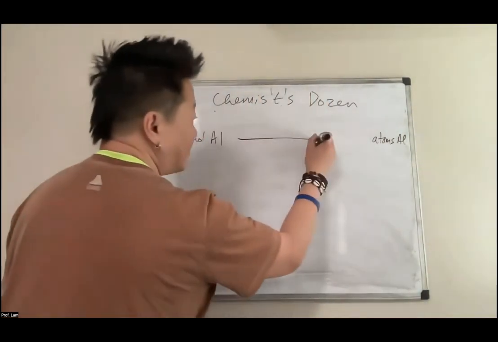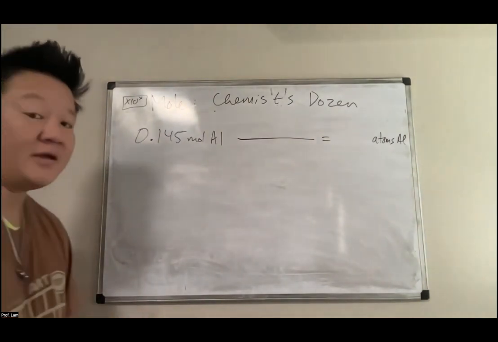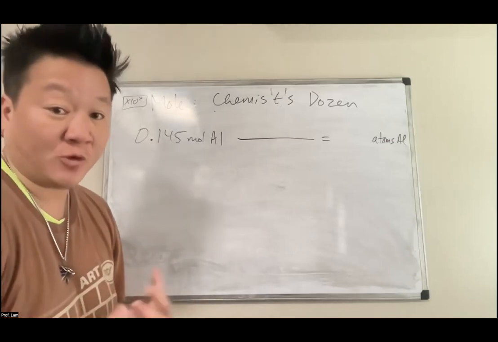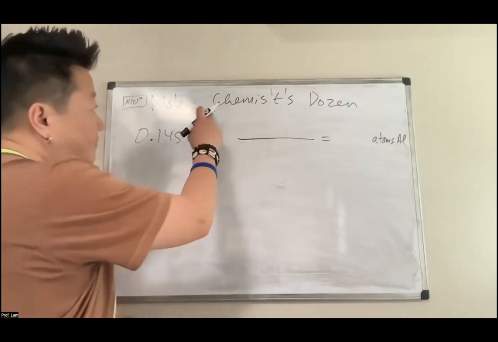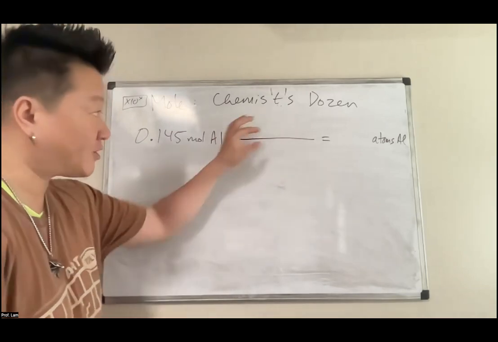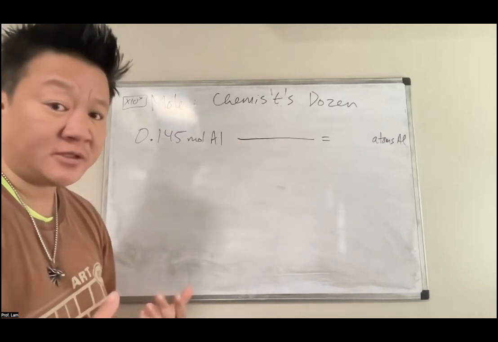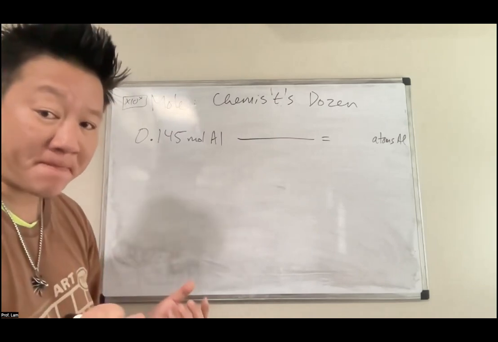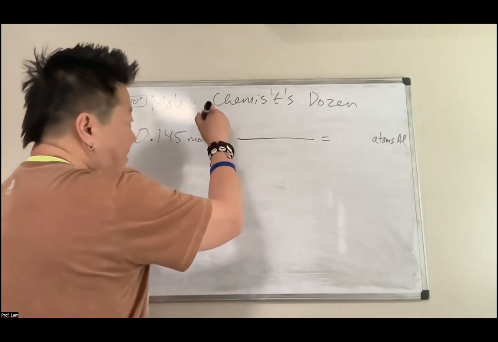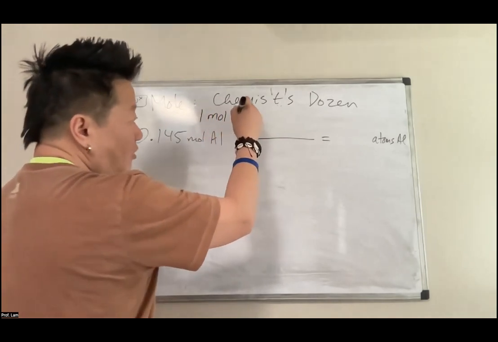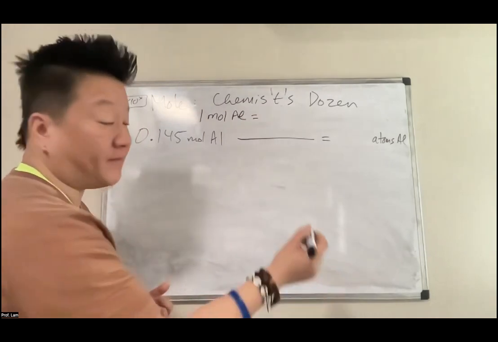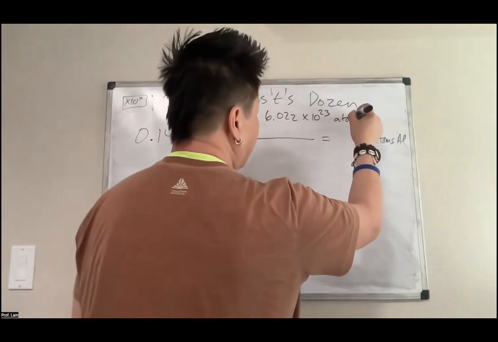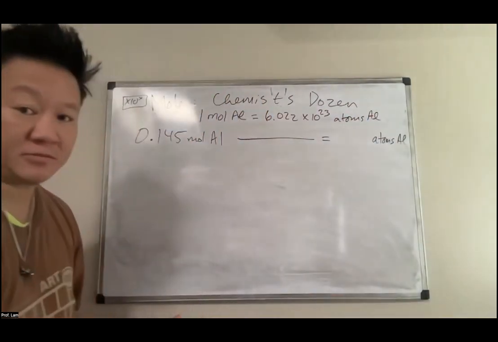So draw that division line. Now figure out what goes on top and what goes on bottom. First, we've got to come up with an equivalency. This is equal to that. Don't actually start the problem until you figure out the equivalency. And the equivalency is a true statement, so you have to clearly say: the true statement is 1 mole of aluminum is equal to 6.022 times 10 to the 23rd atoms of aluminum.